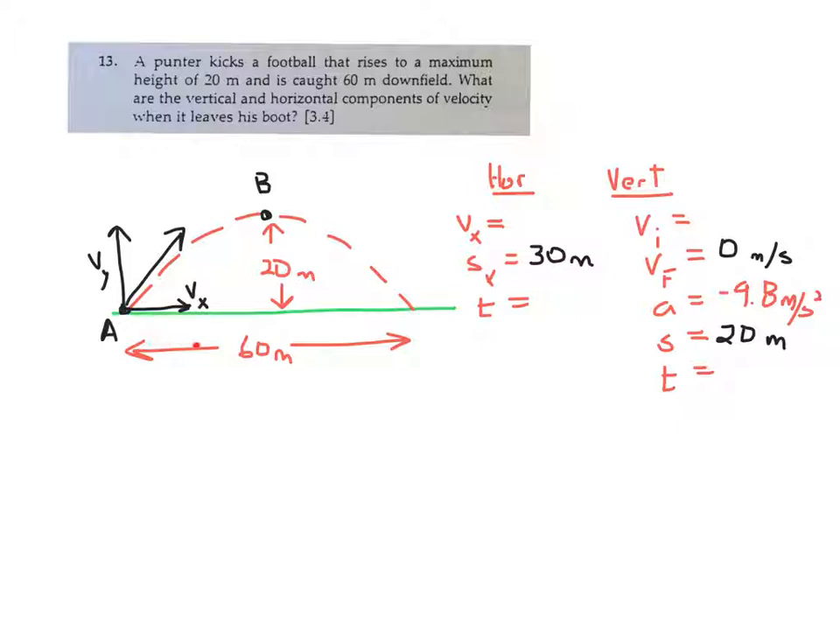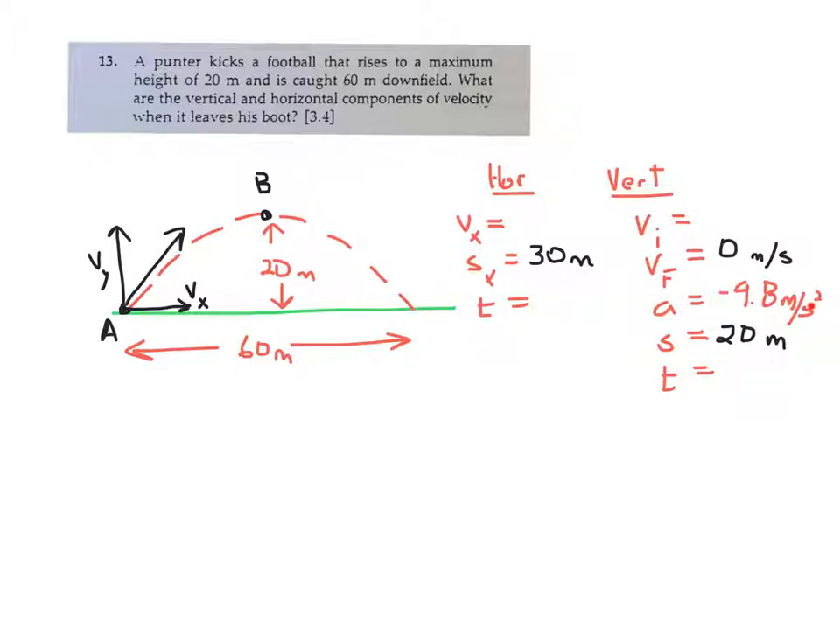So I have a total distance of 60 meters downfield, assuming the ball is caught at the same height it was kicked, which is the assumption here. Maximum height of 20 meters. So looking way over to the vertical columns, if I pick point B as my top spot, as my final spot for my velocity, the vertical velocity is 0 at that spot. And that height at that point is positive 20 meters. And I still have my negative 9.8 meters per second squared for my acceleration.